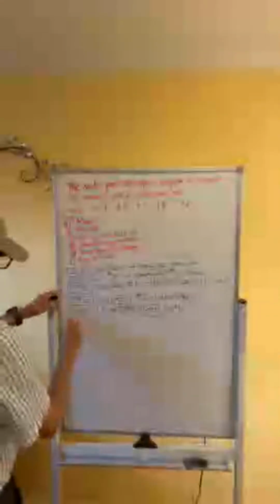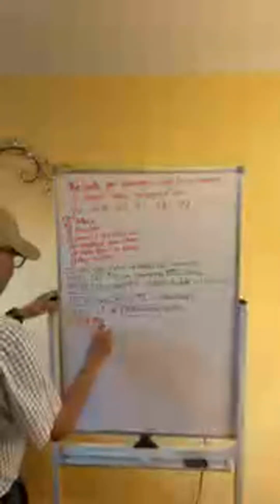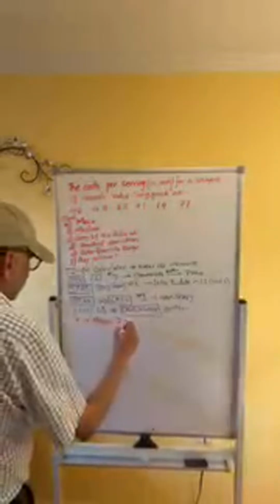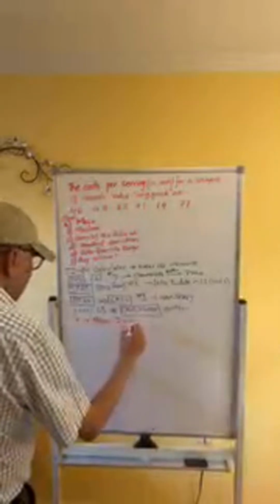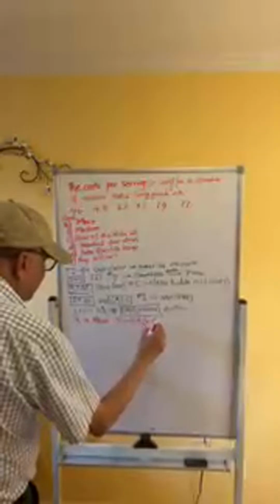So let's write down the answers. Some of the answers. The mean is the first line. X bar is your mean. X bar is equal to 49, which is the sample mean.